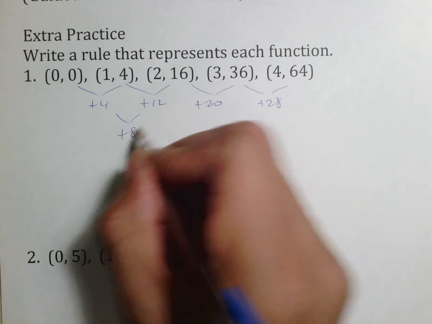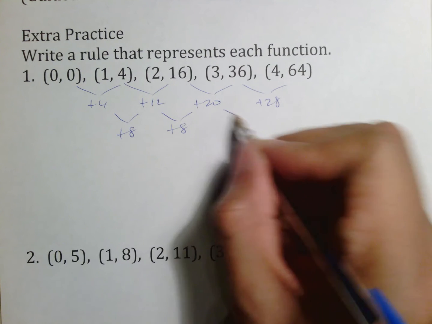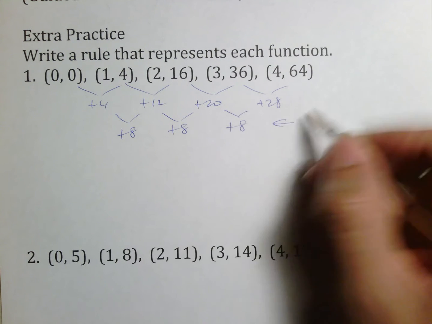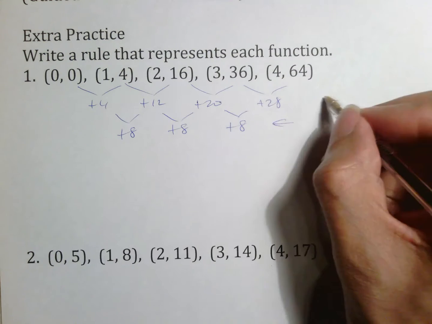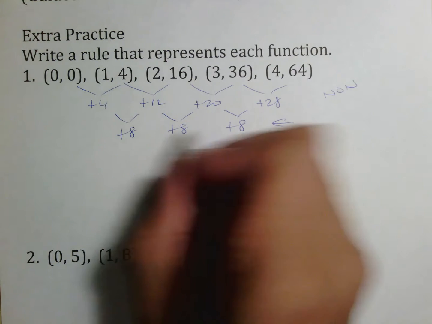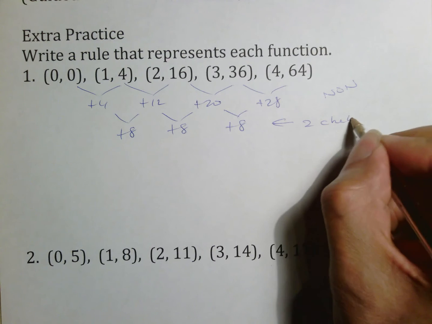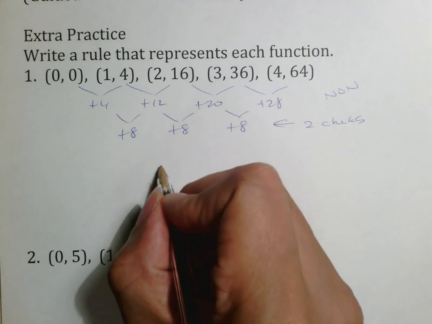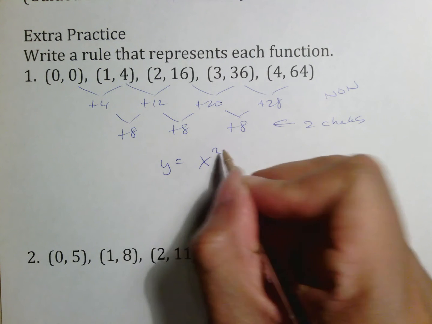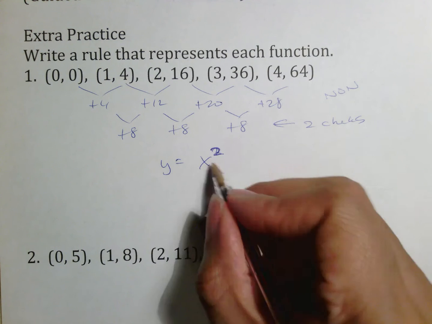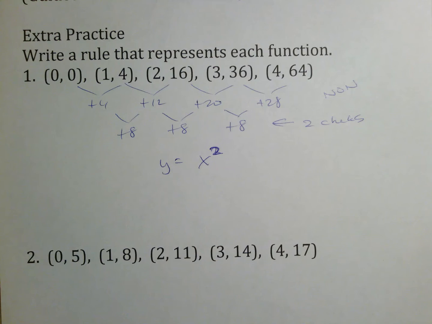This is plus 8. This is also plus 8. This is also plus 8. First off, because that's there, we know it's nonlinear. Because of this, we know it took 2 checks. And so we are looking at y equals x squared to some extent. We know it has to be x squared because it took 2 checks to get our common difference.